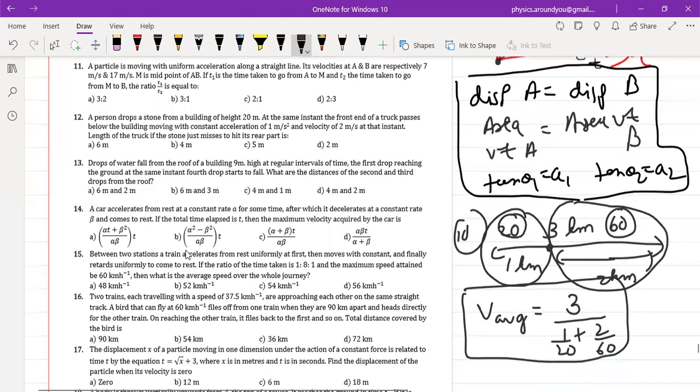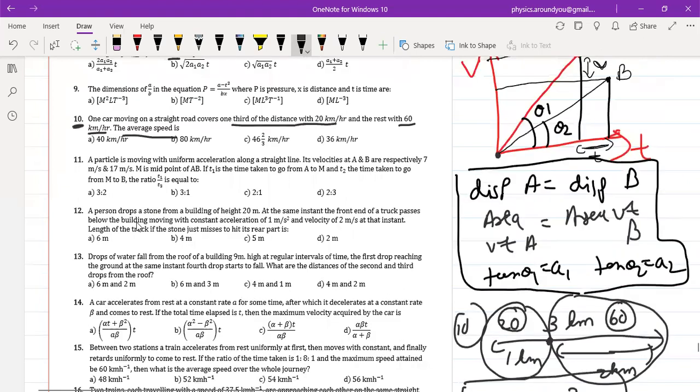And what about the 11th one now? 11th one, a particle is moving with uniform acceleration along a straight line. Velocities at A and B are respectively 7 and 17. If M is a midpoint of AB, what is the ratio T1 by T2 equal to? Here, I recommend you to sketch a VT graph and try it.